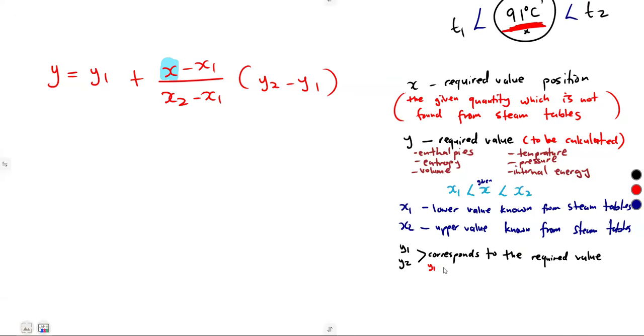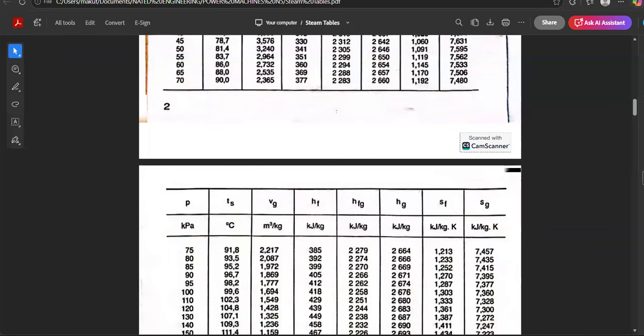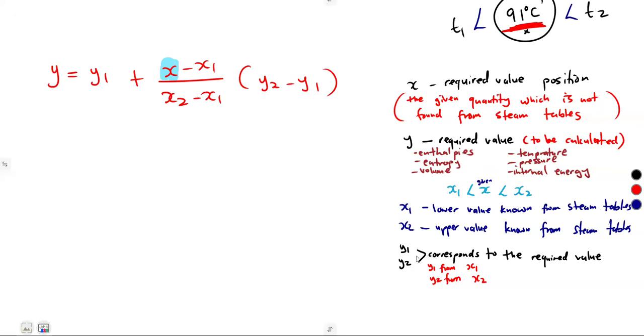Y1 is taken from X1, or corresponds with X1. Y2 is taken from X2. So if X is representing temperature, from that temperature, what is the corresponding value? Maybe it is pressure, maybe it is volume. You take it that way. So that is what we have for Y1 and Y2. They correspond exactly to the required value.